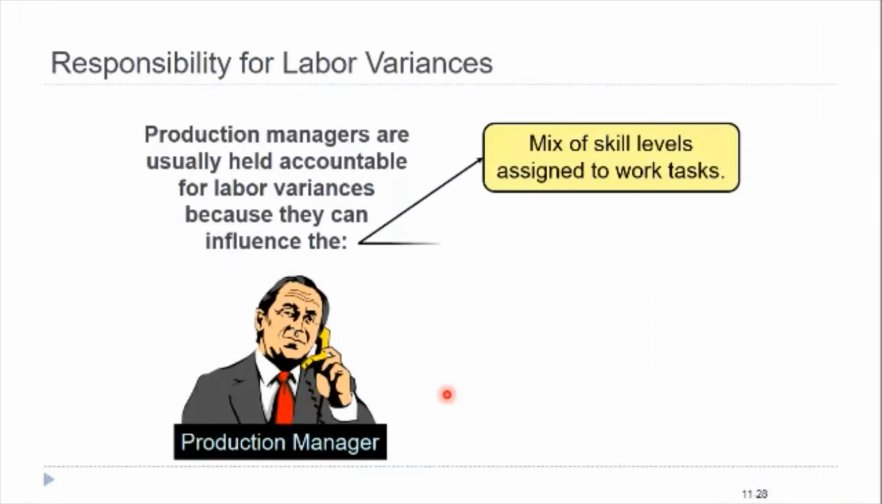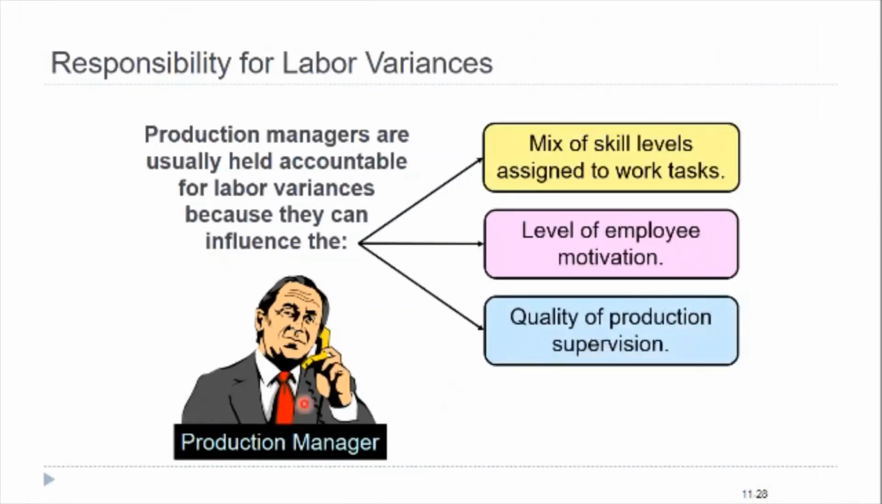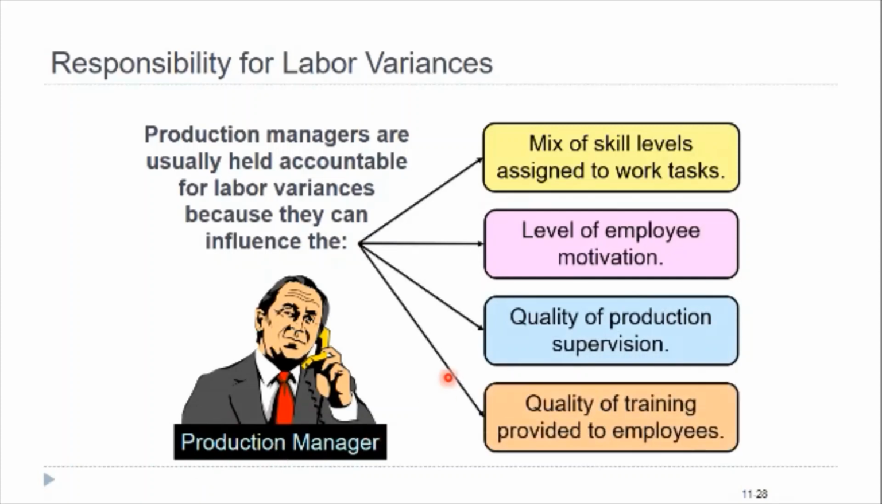Again, the responsibility is with the production managers, and it depends on the mix or skill level assigned to the work task, the level of employee motivation, the quality of production supervision, and the quality of training provided to employees. So these are the reasons really why you have variances.